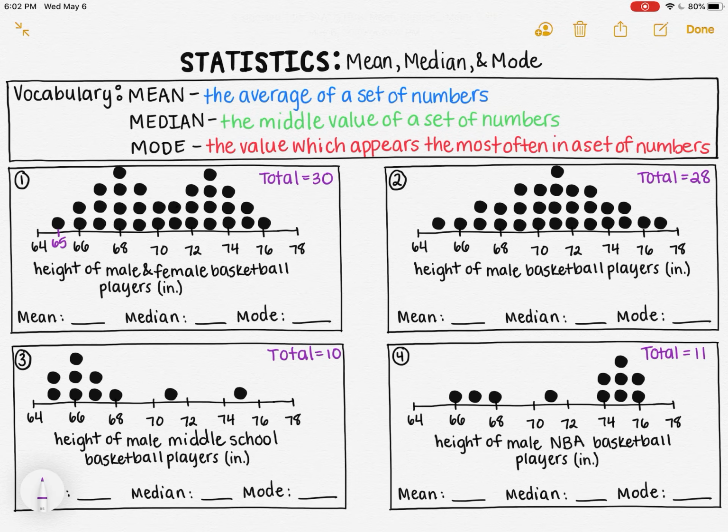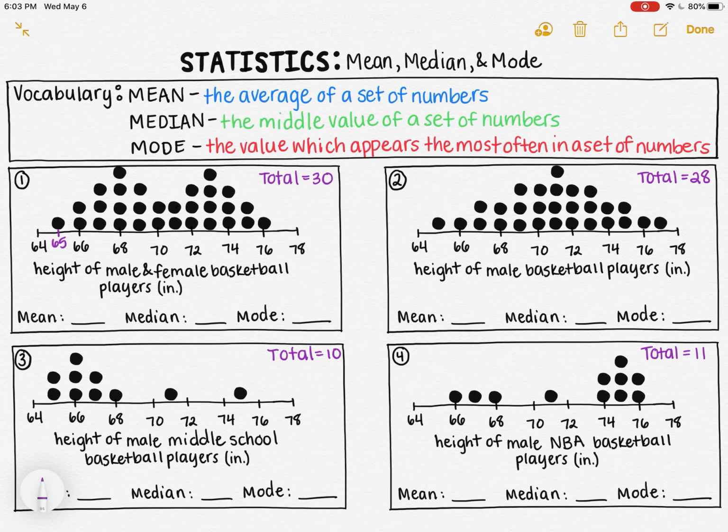So before we start calculating, let's talk about why these dot plots look the way they do. In the first dot plot, we're looking at the height of male and female basketball players. You might notice that this dot plot has two peaks. This is probably because males are on average taller than females. So the peak on the right with the higher numbers is representing more of the male basketball players, and the peak on the left is representing more of the female basketball players.